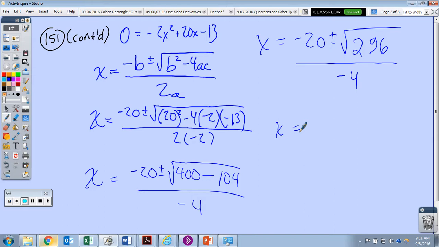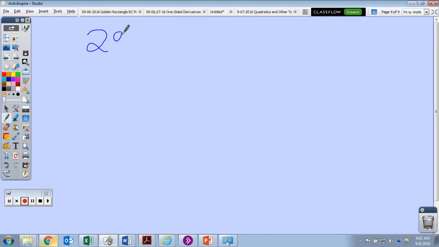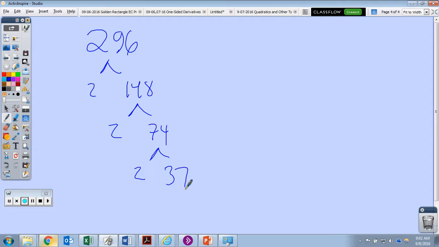So x is equal to negative 20 plus or minus this here. If you remember how to simplify this, you can do it using prime factorization, which we'll quickly review now. Prime factorization is breaking a number up into its prime components. So 296 divided by 2 is 148, and I keep doing this with the smallest prime number, which is 2. It breaks down pretty quickly, and I get down to 37.